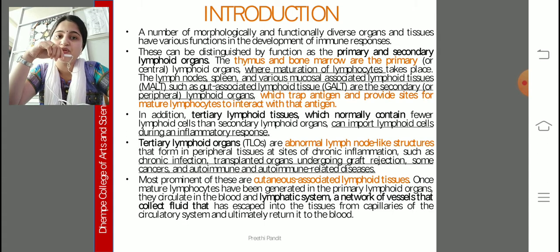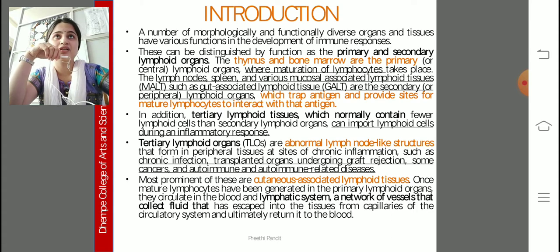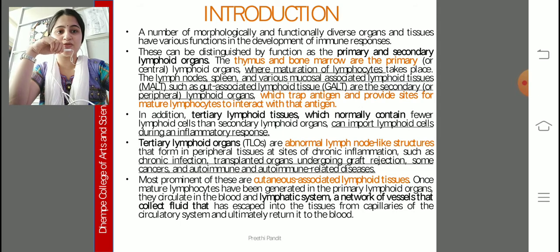The primary lymphoid organs are the thymus and bone marrow. Remember these names: thymus for the T cells, bone marrow for the B cells. Since the thymus starts with the letter T and bone marrow starts with the letter B, it's easy to remember. The primary lymphoid organs are those organs where the maturation of lymphocytes takes place.